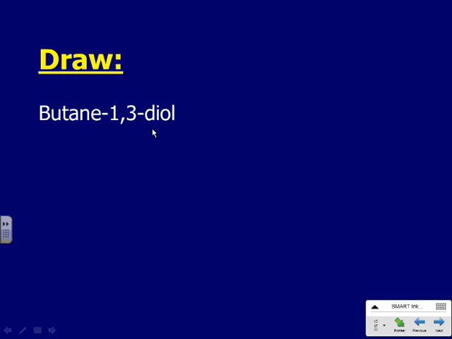Draw butane-1,3-diol. Now this is a slightly different notation than what we're used to. I usually put the numbers in front and then don't have a break, but this is also an acceptable way of doing it. So again, we can easily figure out what we're looking at here. We're looking at a butane, 1, 2, 3, 4. I'm going to have an alcohol on the 1 and on the 3, and the rest of them are going to be filled with H's.